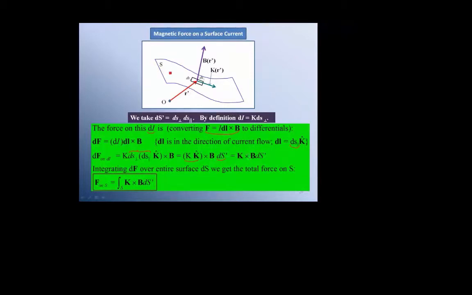If you want to, you can just consider this an area element, and if we integrate that over the whole surface, we'll get the force on this surface. Doing that, we get that the force on the surface is equal to the integral of K cross B dS', and if you want to put primes on all these, you're welcome to. So this is the analogous equation to what we derived for the volume current density. Now we're talking about the force on all of this surface by integrating our dF over the entire surface. That gives us the magnetic force due to a surface current.